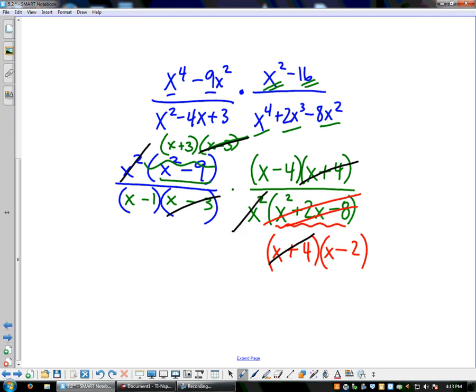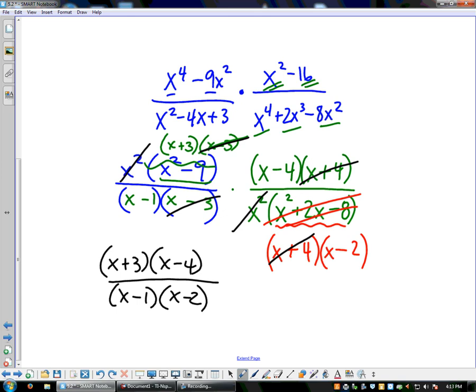Anything in the numerator can divide out with anything in the denominator if they're all factors, if they're all being multiplied. So we are going to be left with x plus 3 times x minus 4 over x minus 1 times x minus 2. And we don't necessarily need to multiply that out. You just want to do one final check and make sure that none of those are common factors, which we have plus 3, minus 4, minus 1, minus 2. So none of those can go any further, and they cannot factor anymore.